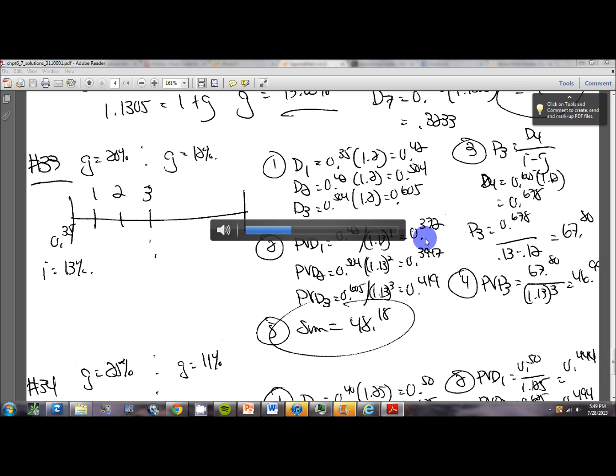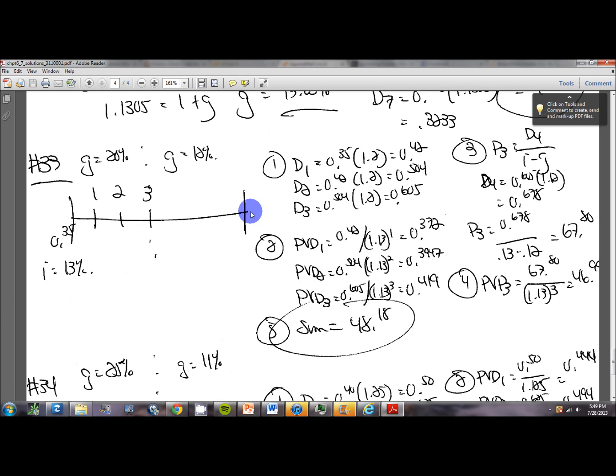The only tricky part here is remembering that your n does indeed change. Your first dividend is 1 period away, so you have to discount at 1 period. Your second dividend is 2 periods away, so you have to discount that 2 periods, and 3 and 3, and so on if there had been a 4, 5, 6, and outward.